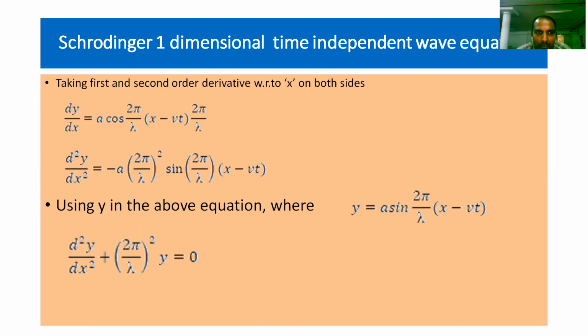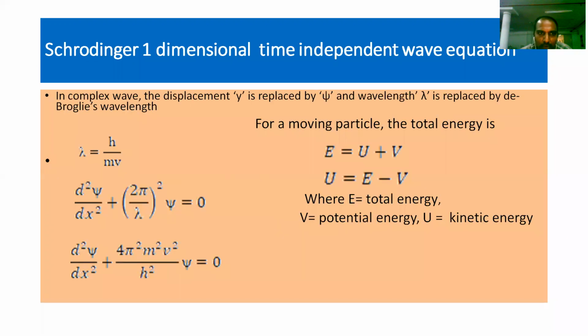In order to get such a form, we have to differentiate the plane wave equation twice with respect to x on both sides. As a result of first order differentiation, dy by dx equals a cos 2 pi by lambda into (x minus vt) into 2 pi by lambda. Then making the second order differentiation with reference to x, d square y by dx square equals minus a (2 pi by lambda) whole square sin 2 pi by lambda into (x minus vt). So substituting the plane wave equation y in the original form in the above equation, we get d square y by dx square plus (2 pi by lambda) whole square into y equals 0.